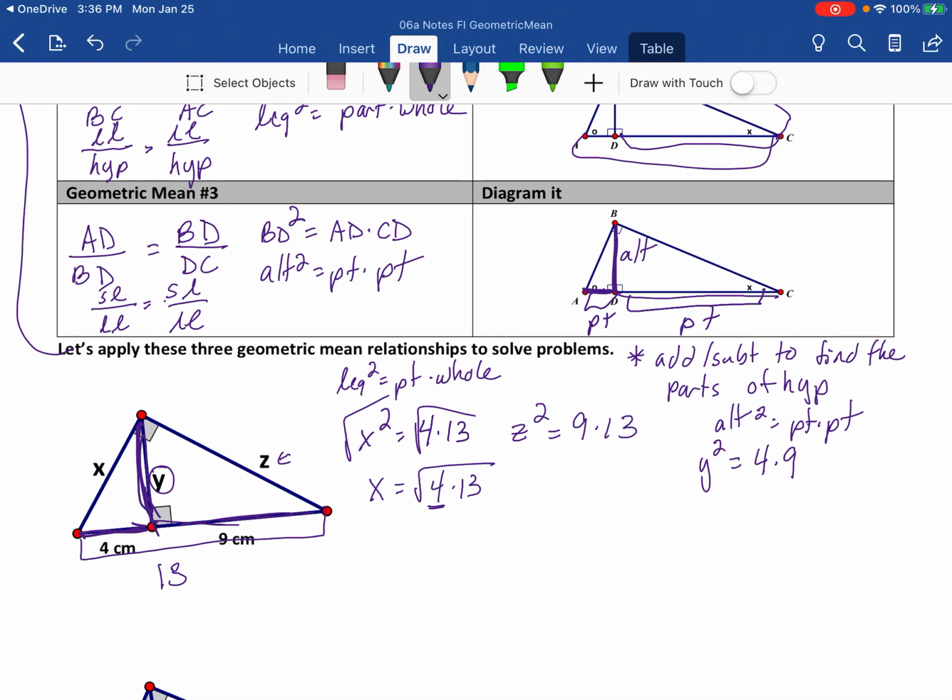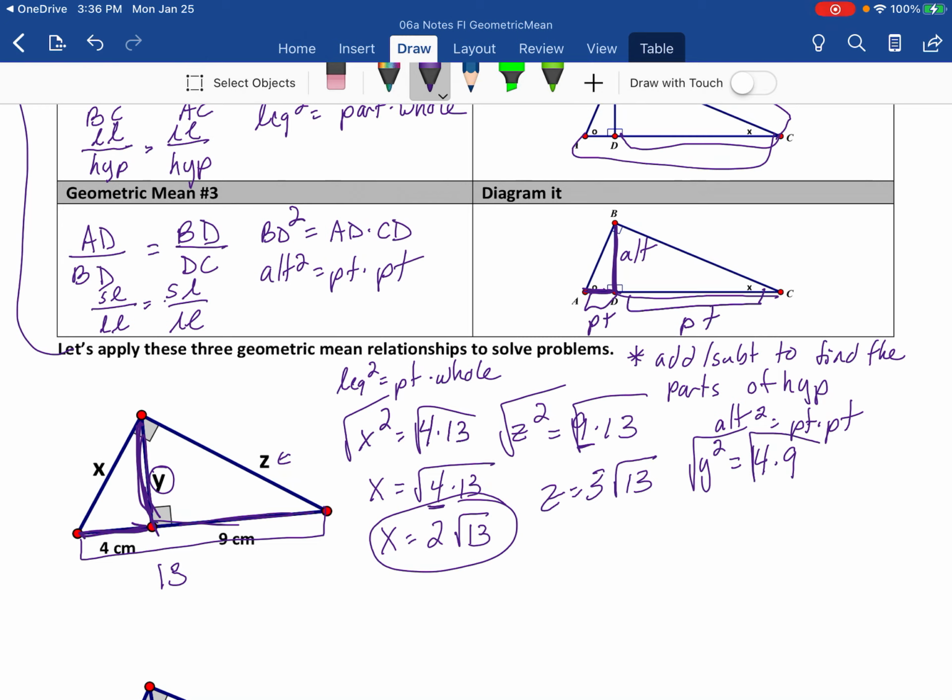Here's just a shorter way of doing it. So x is equal to the square root of 4 is 2. I don't know the square root of 13, and so x is 2 radical 13. Z, I take the square root of each side. Z is equal to, I can take the square root of 9, which is 3 radical 13. That doesn't need to be simplified.